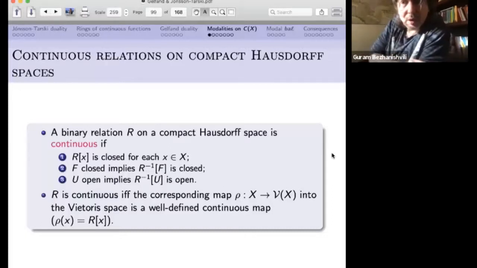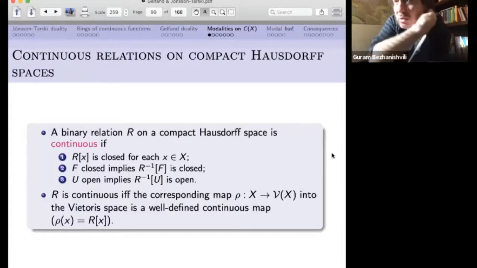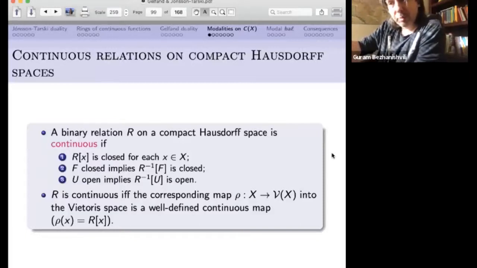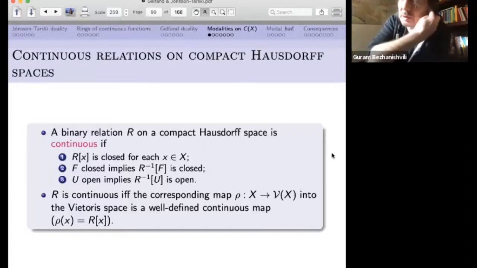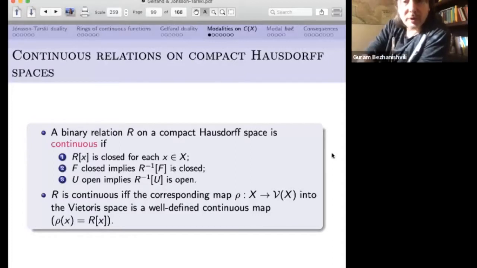And in the setting of compact Hausdorff spaces, again we have the same connection between continuous relations on compact Hausdorff spaces and continuous functions into the Vietoris space. So the entire theory generalizes to this setting. And in fact, the entire theory was done for compact Hausdorff spaces, and then modal logicians simply restricted this more general situation to the setting of Stone spaces, right? Because they only needed Stone spaces for their considerations, right?